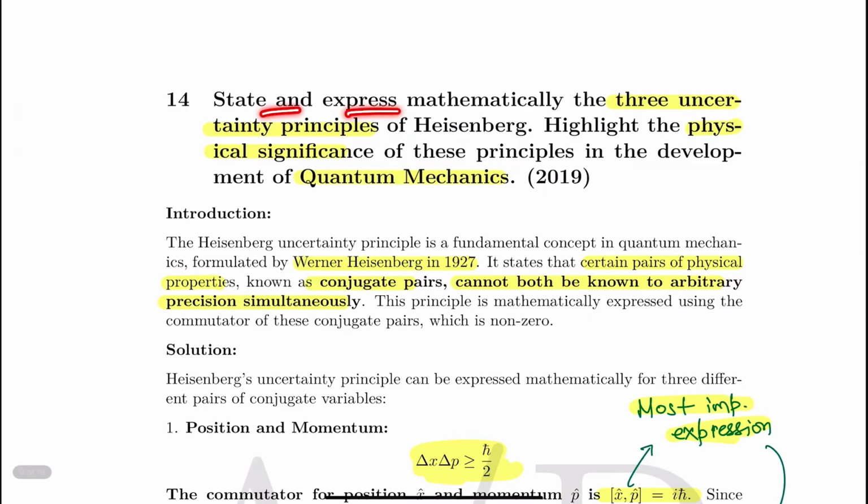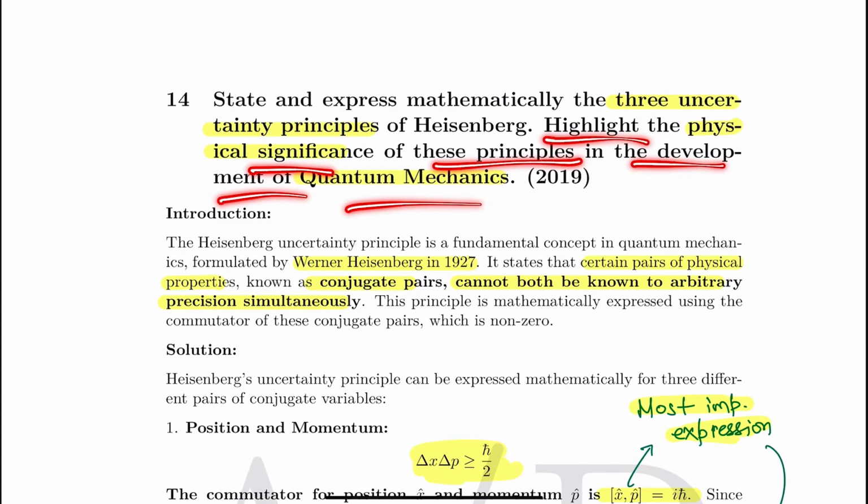Now, state and express mathematically the three uncertainty principles of Heisenberg, and highlight the physical significance of these principles in the development of quantum mechanics. It is again a question from 2019. So this is a pretty simple theoretical question.